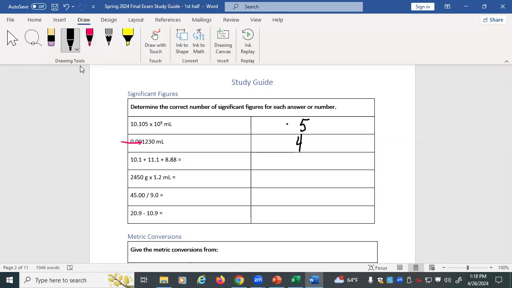Right, let's do 2 calculations here and then we'll move on. So let's do the addition, 10.1 plus 11.1 plus 8.88. The calculator tells me 30.88. The question is, is that the correct number of digits?